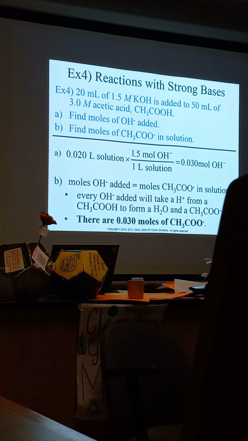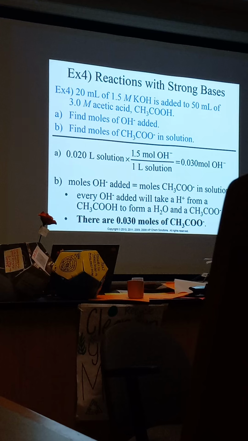Alright, so let's examine this problem. 20 milliliters of 1.5 molar KOH is added to 50 milliliters of 3.0 molar acetic acid, CH3COOH. Guys, remember acetic acid is what's in vinegar. Vinegar is like 5% acetic acid, the rest is water. So we want to find the moles of OH minus added, and then the moles of CH3COO minus in solution.